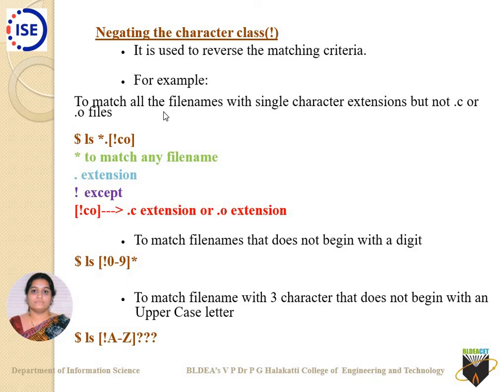Okay. Similarly, you have one more called negating the character class. What do you mean by negating? Negating says apart from that. Okay, whatever is listed here, apart from this, I want the listings. Okay, if I say ls and an exclamation sign 0-9, okay, and then I use an asterisk. So what do you mean by this? I want to match all the file names that do not begin with a digit. No digit should be there, and I want listing of such file names.